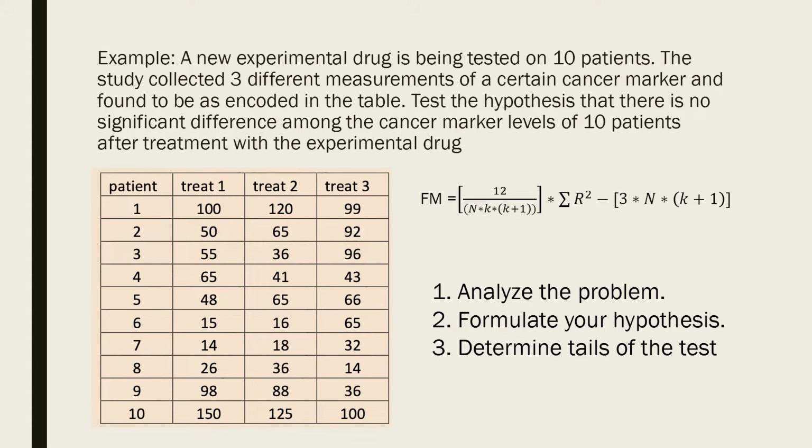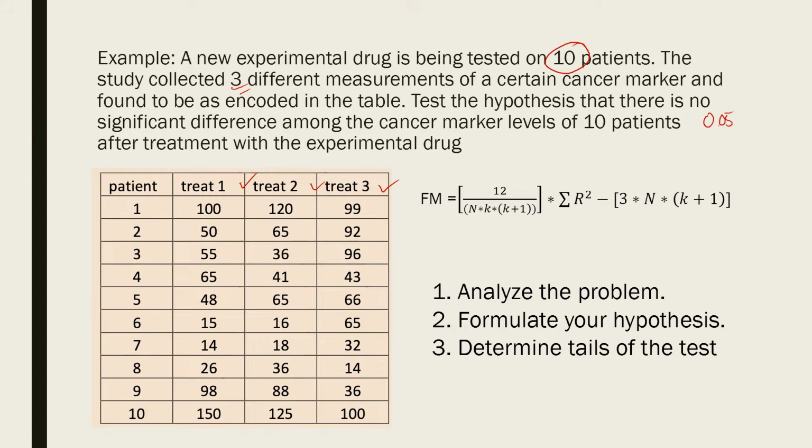So first, of course, we have to analyze the problem. We are testing a new drug on 10 patients with 3 different measurements. So you have treatment 1, treatment 2, and treatment 3. Now we have to test the hypothesis that there is no significant difference among the cancer marker levels of these 10 patients. As you might notice, alpha is not given, so we're going to assume 0.05 as our alpha.